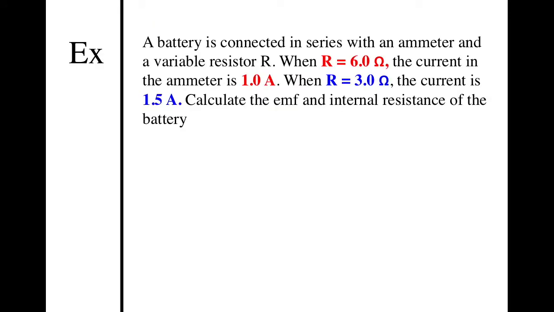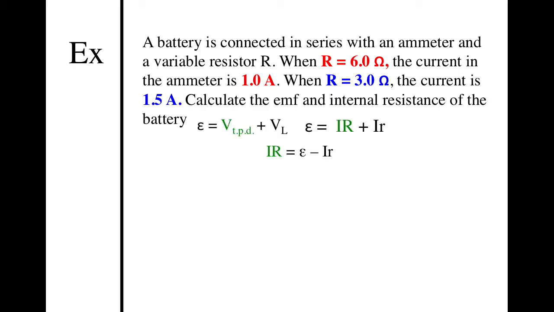Here is an example for you to try. A battery is connected in series with an ammeter and a variable resistor R. When R equals 6.0 ohms, the current in the ammeter is 1.0 amps. When R equals 3.0 ohms, the current is 1.5 amps. Calculate the EMF and internal resistance of the battery. Take a moment and then start the video back up when you're ready.